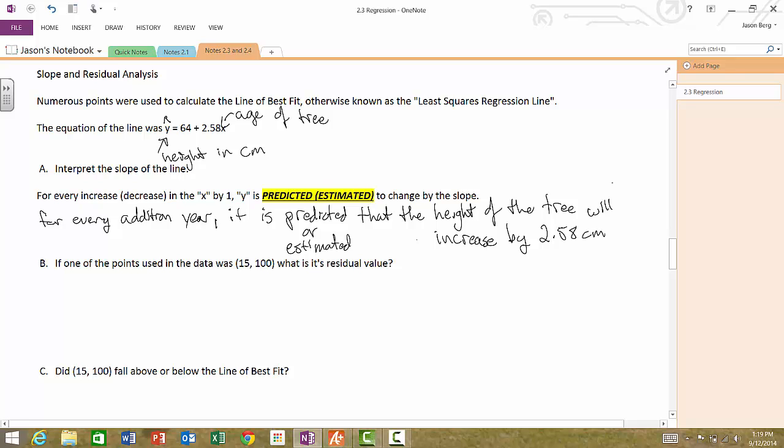So if you were asked the question on how to analyze the slope, so interpret the slope of the line, for this example it would be: for every additional year, it is predicted or estimated that the height of the tree will increase by 2.58 centimeters.